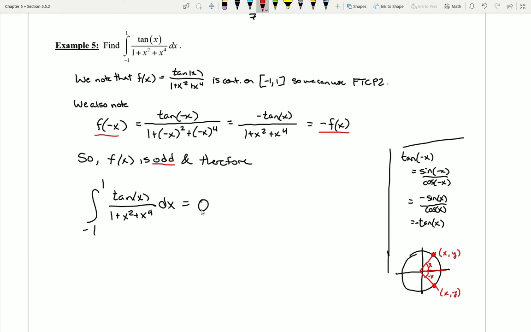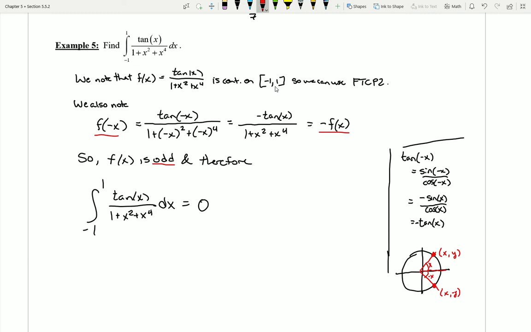So integrating with odd functions saves a lot more time than integrating with even functions. And again, this is at least an option to be on the lookout for whenever you come across an interval that goes from negative a to a.